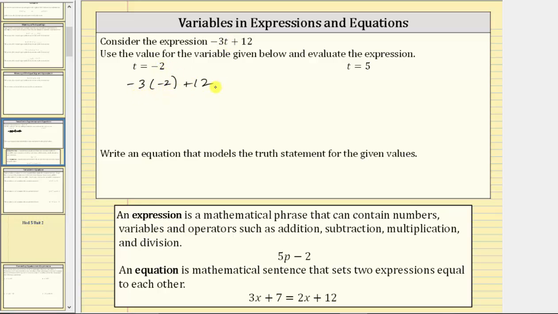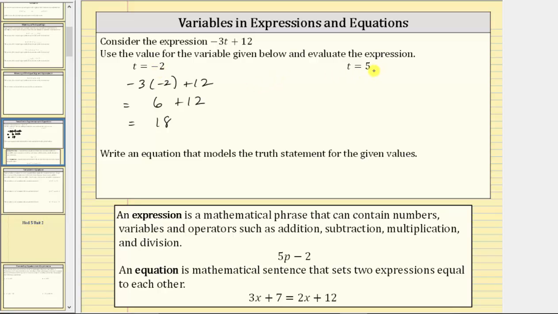And now we evaluate the expression. The next step is to multiply. Negative 3 times negative 2 is equal to positive 6. The expression simplifies to 6 plus 12. 6 plus 12 is equal to 18. So now we know the expression negative 3t plus 12 is equal to 18 when t equals negative 2.